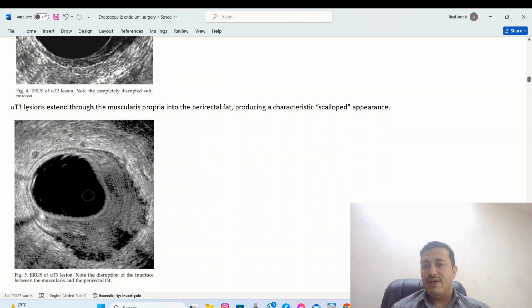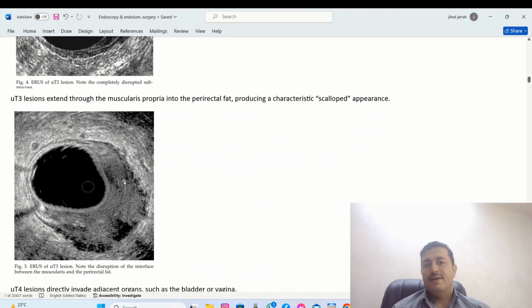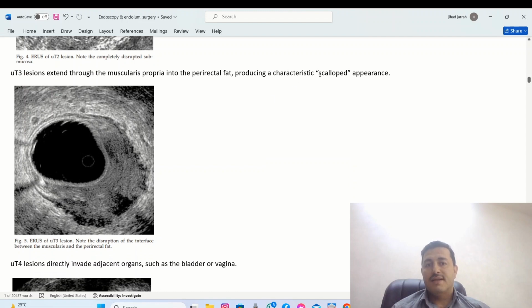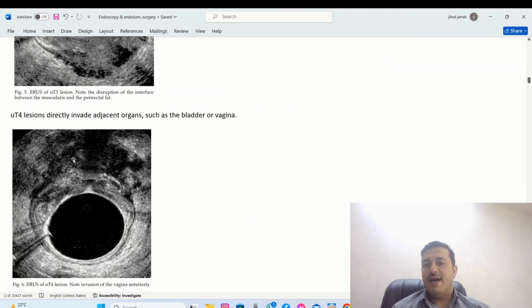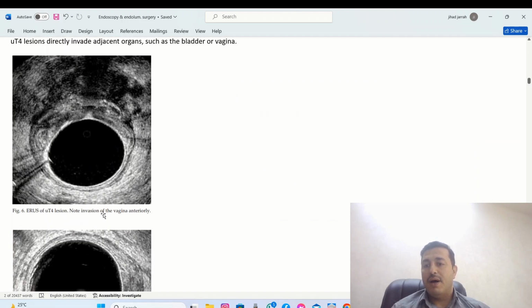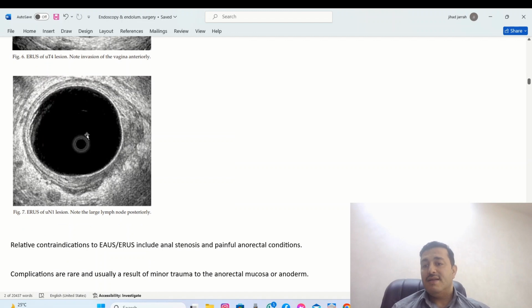This is UT3 that extends through the muscularis propria. Sometimes it's given the name scalloped appearance. This is UT3, and this is UT4, when we start to talk about invasion of nearby structures. It's not extremely easy to read, and I think it needs practice. This is UN1. What we can see here is a lymph node over here, lymph node over here, lymph node over here.